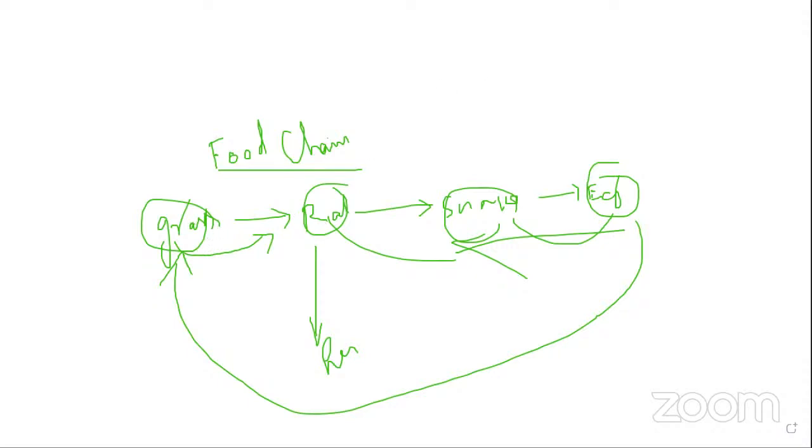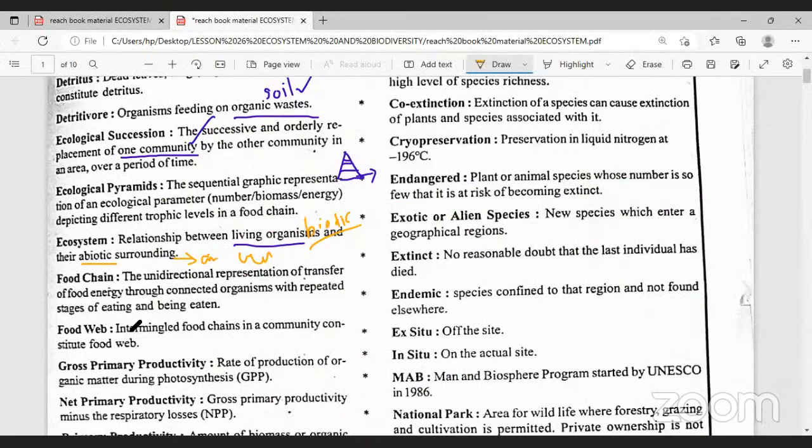Don't forget, my dear. So this is the important part. And then the food web. The food web is an intermingled food chain in a community. What does intermingled mean? So many food chains united together as a net or web-like structure.